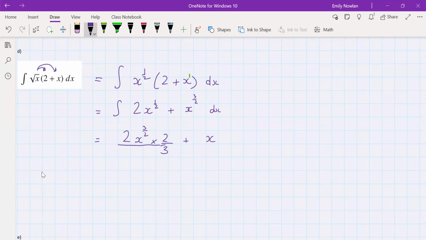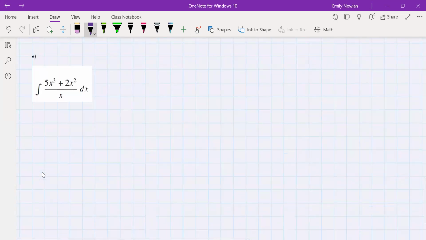Okay, let's go over the other one. I've got x to the 3 over 2, that's 1.5. I add 1 to that. 1.5 plus another 1 is 2.5 or 5 on 2. I need to divide by my new power. So it's dividing by 5 over 2 or times by the reciprocal 2 over 5 plus my c. Now let's clean things up a bit. 2 2s are 4, x to the 3 on 2 all over 3 plus this one, there's nothing to be done. It's just as it is, plus my c.